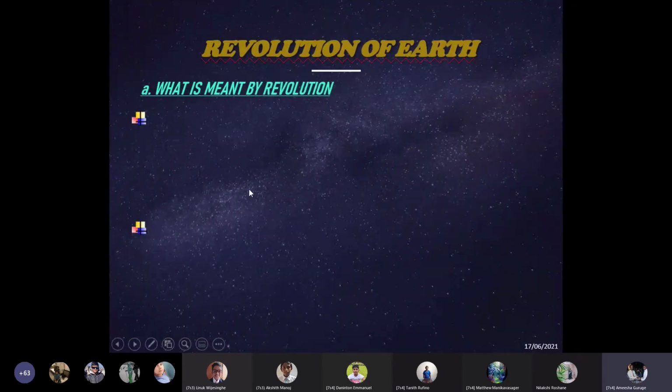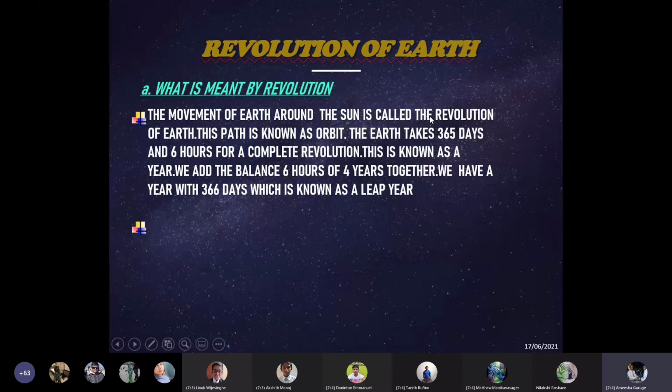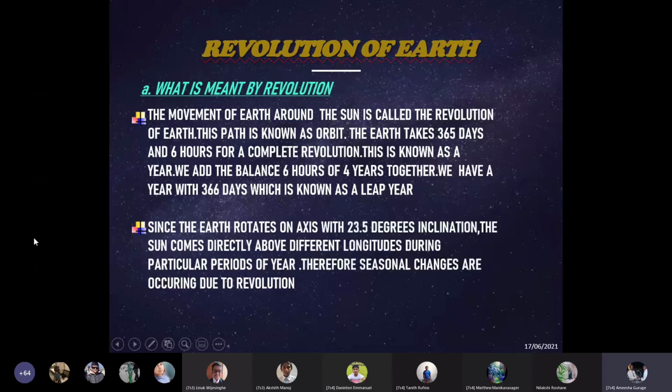As I mentioned before, the first subtopic is what is meant by revolution. The movement of Earth around the Sun is called the revolution of Earth. This path is known as orbit. The Earth takes 365 days and 6 hours for a complete revolution. This is known as a year. We add the balance 6 hours of 4 years together, and then we have a year with 366 days, which is known as a leap year.